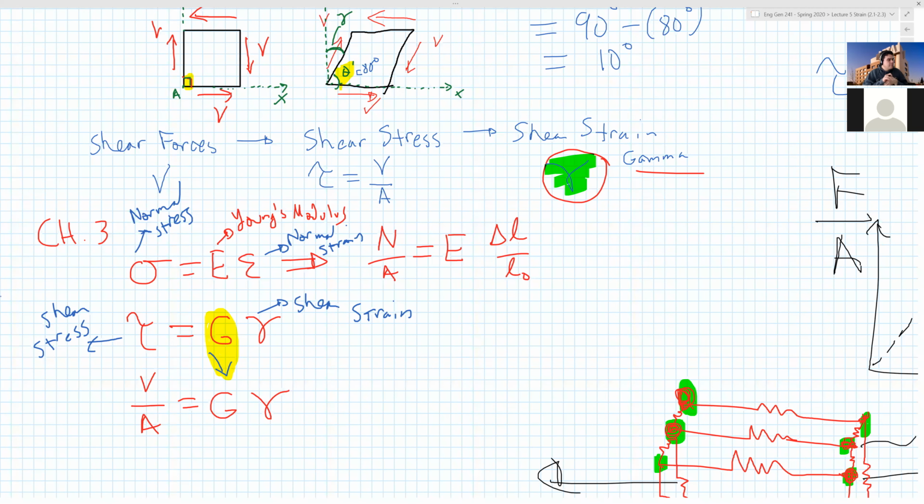The displacement angle? No, that's shear strain. Let me try again. How do I get shear stress? You get it through the shear force. Gamma is called shear strain. This is a modulus, a resistance. To what though? This is called shear modulus. It also has other names, but I normally call it shear modulus.